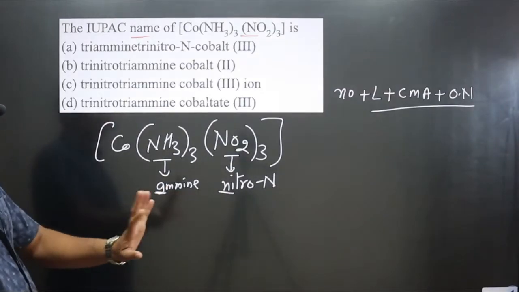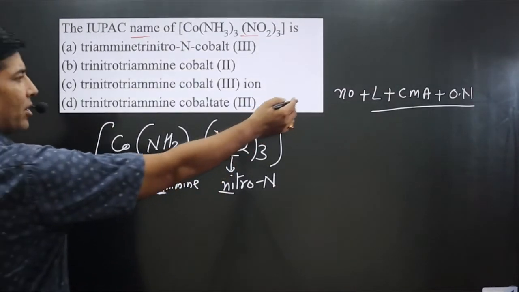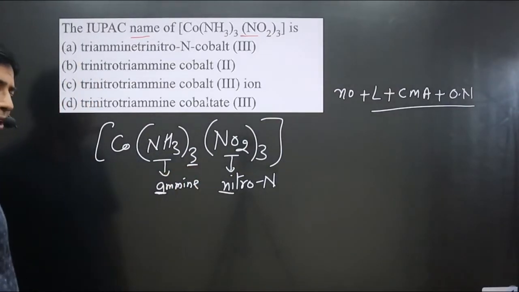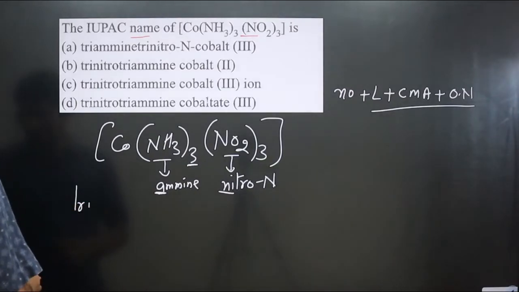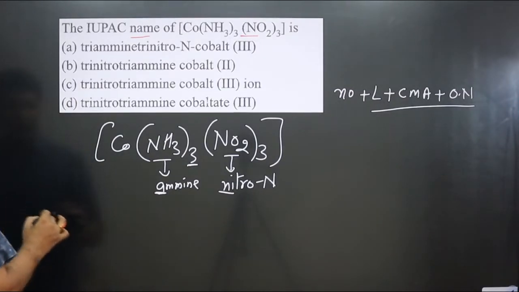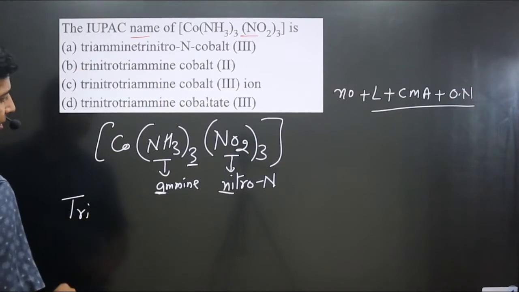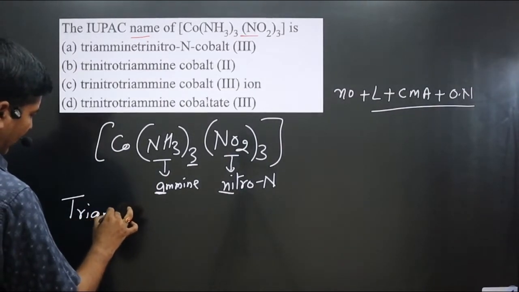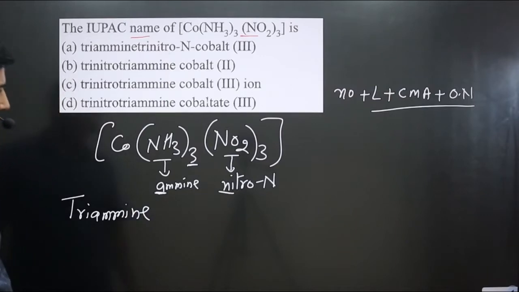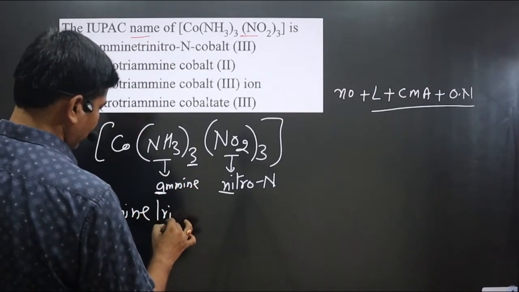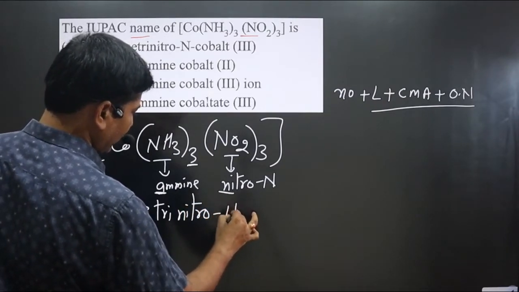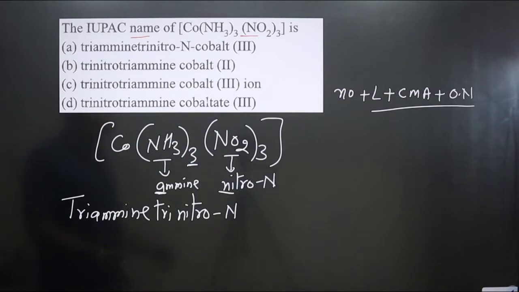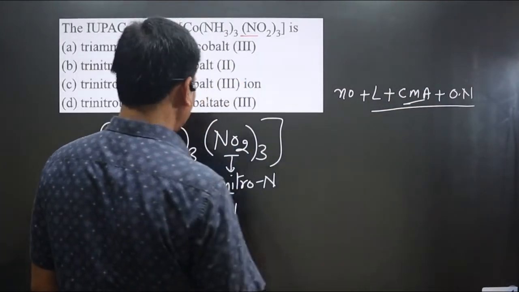By alphabetical order, first of all, the number of ligands: how many ammonia molecules are there? Three. This is a neutral ligand, so I can say it is tri. Tri-ammine is there. Good. Then after that we have tri-nitro, and nitrogen is donating electron density to the central metal atom, so nitro-N is written. Then after that we have to write the central metal atom.